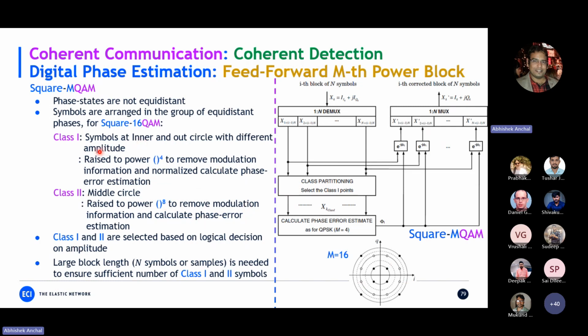So basically, they need to decide which class of symbol we have, class 1 and class 2, and we don't know, because it's randomly coming. So they need to select a large number of samples to have enough symbols in class 1 and class 2 circles of the constellation diagram. And that's why you need to select a large block length, to ensure that we have enough symbols from each class.